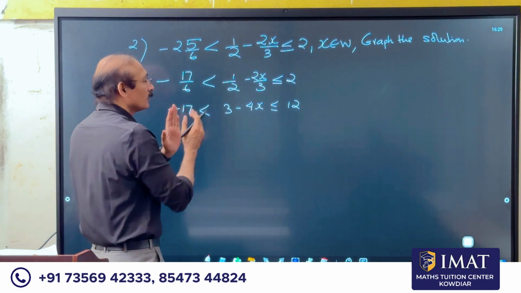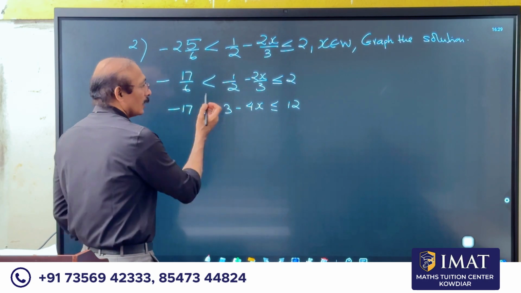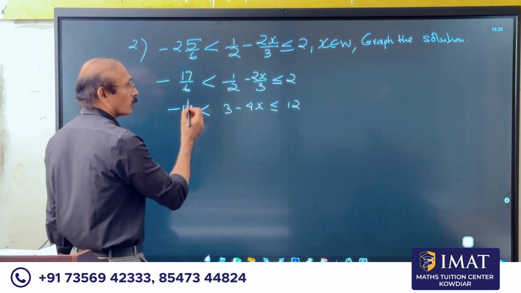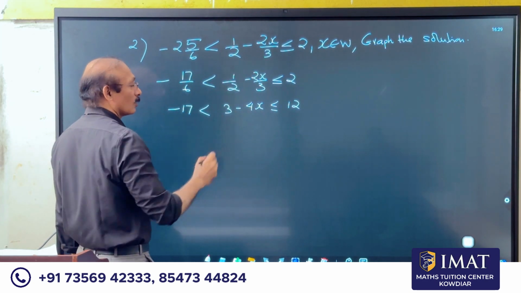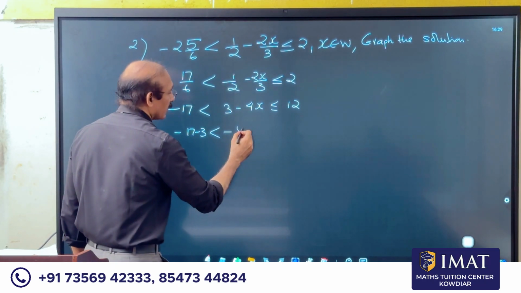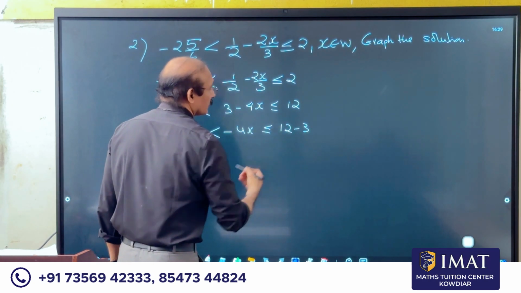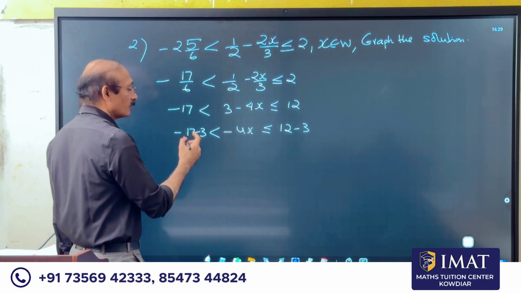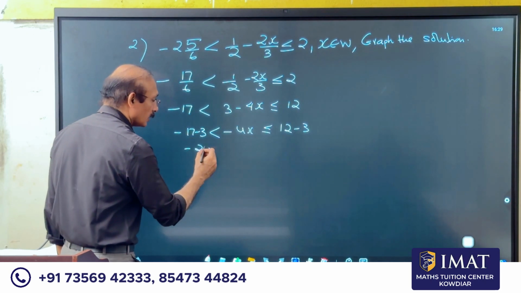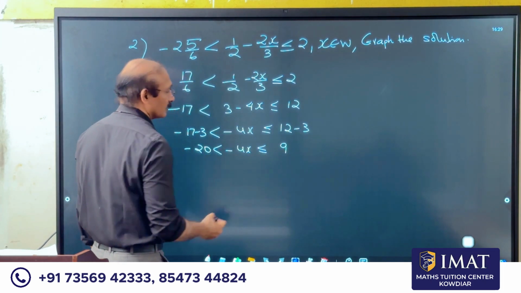So I multiplied all the terms by 6. So see, the terms have become now simple. Let me remove this 3 first. So to remove this 3, add minus 3 on both sides. So minus 17 minus 3 less than minus 4x less than or equal to 12 minus 3. What is minus 17 minus 3? It is minus 20 less than minus 4x less than or equal to 9.